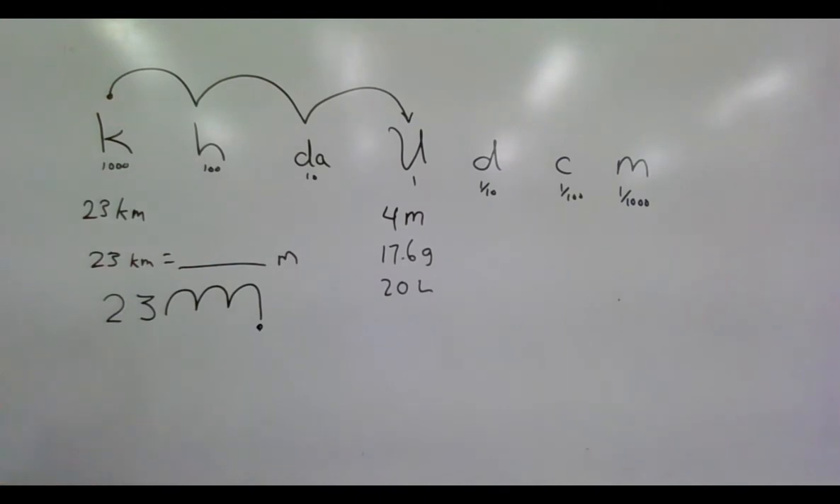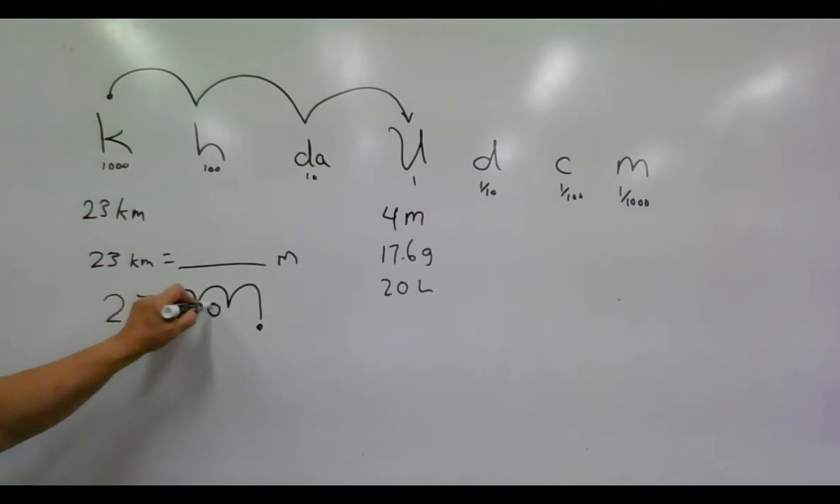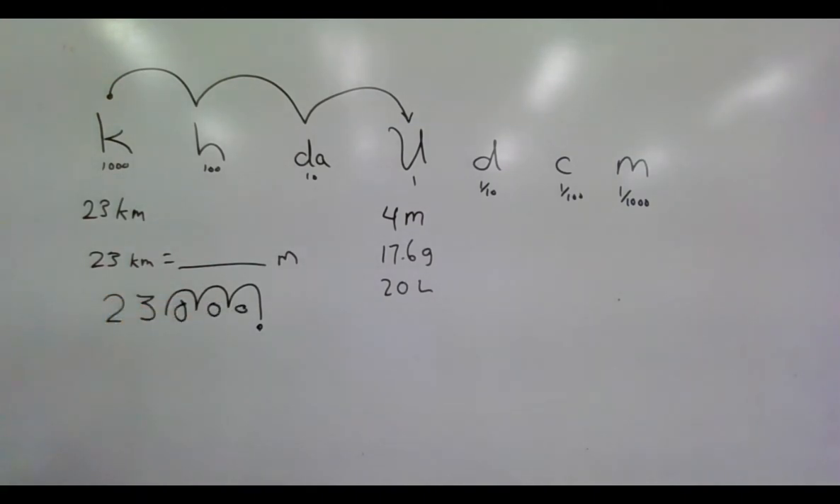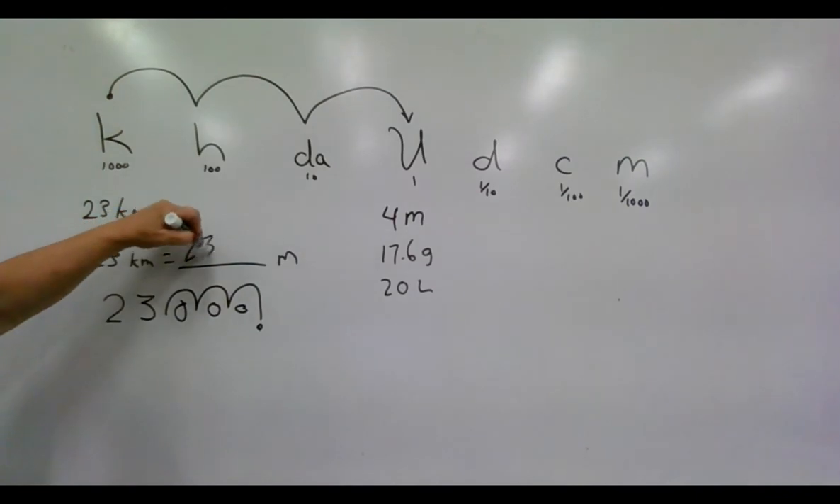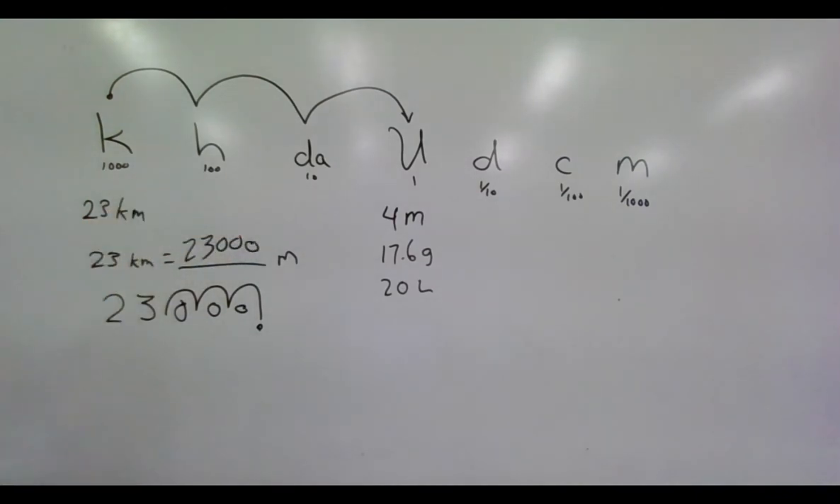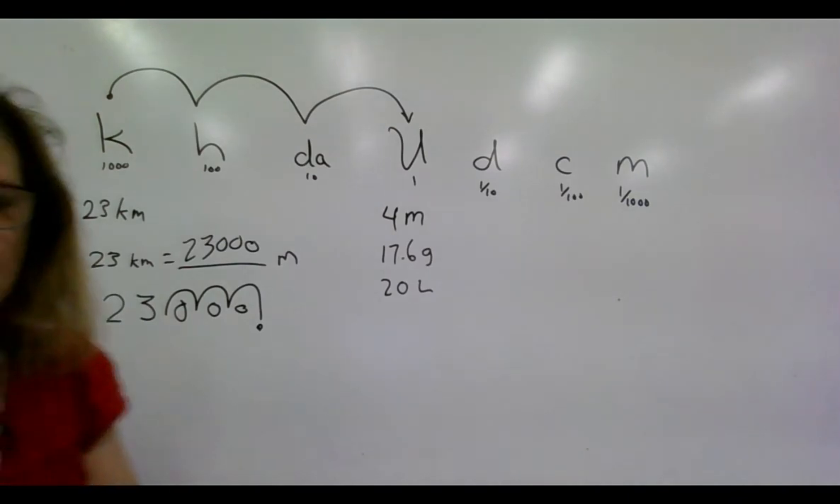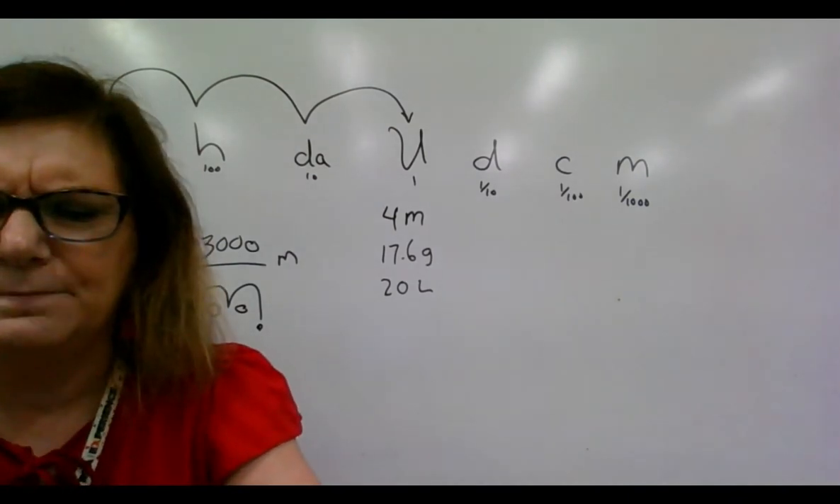So I've got to move that decimal point, and then I've got to fill in any empty spaces with zeros. So that's 23,000 meters is the same as 23 kilometers. So let's try another problem.